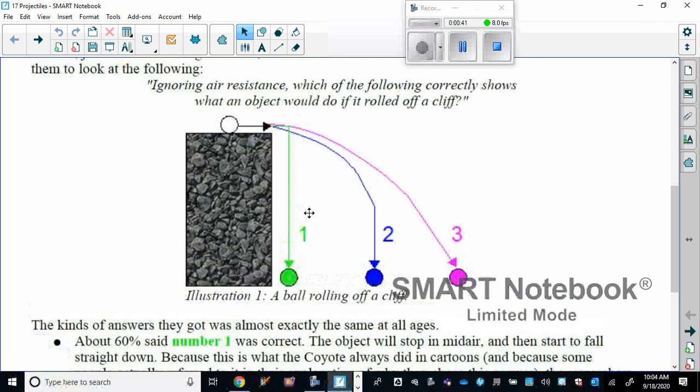The question is, ignoring air resistance, which of the following correctly shows what an object would do if it's rolled off a cliff? Most people are going to say it's number 2 or maybe number 1. In fact, the answer is number 3, because if you ignore air resistance and launch something horizontally, it will always have a horizontal component. So it's always going to be moving in a horizontal direction.